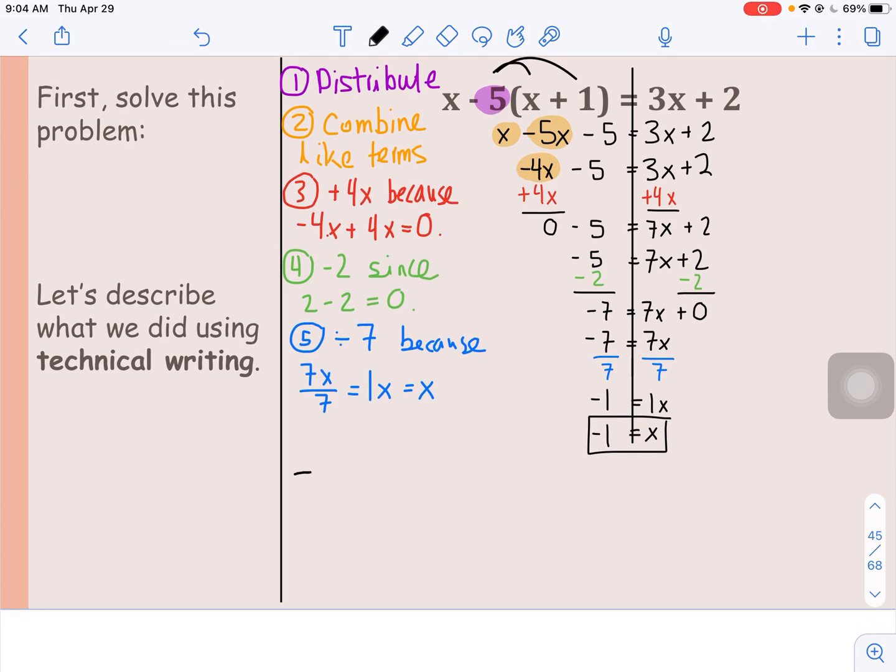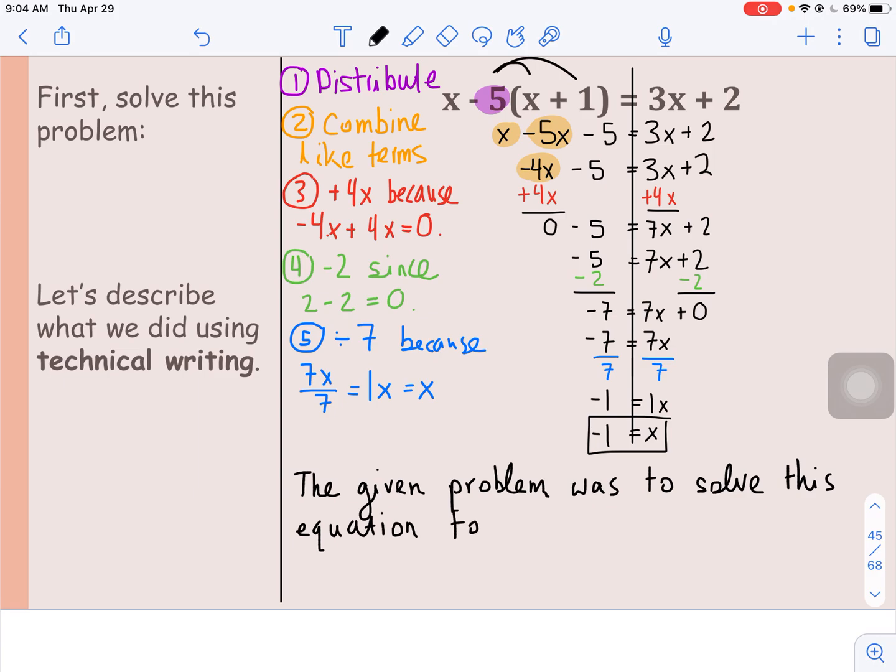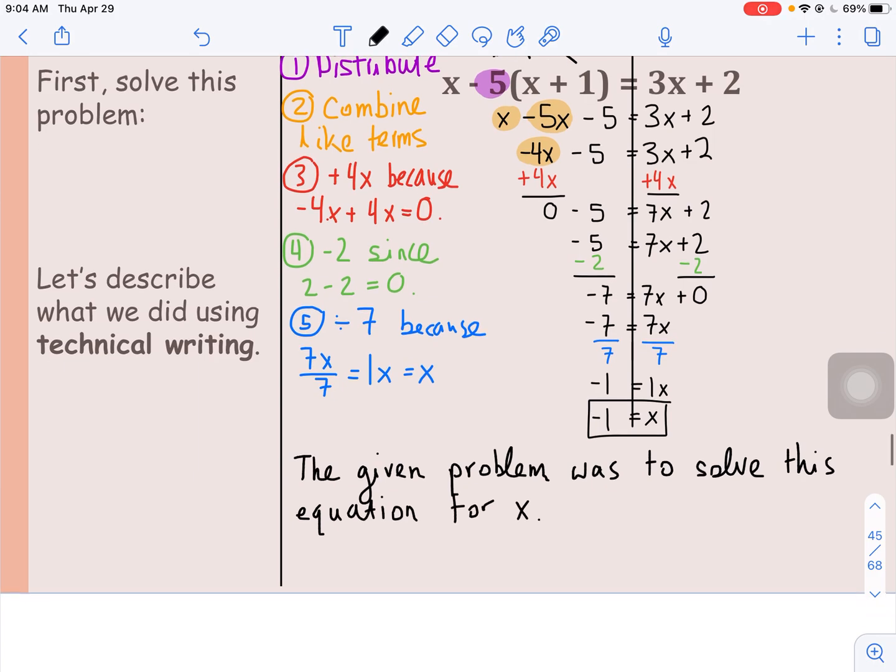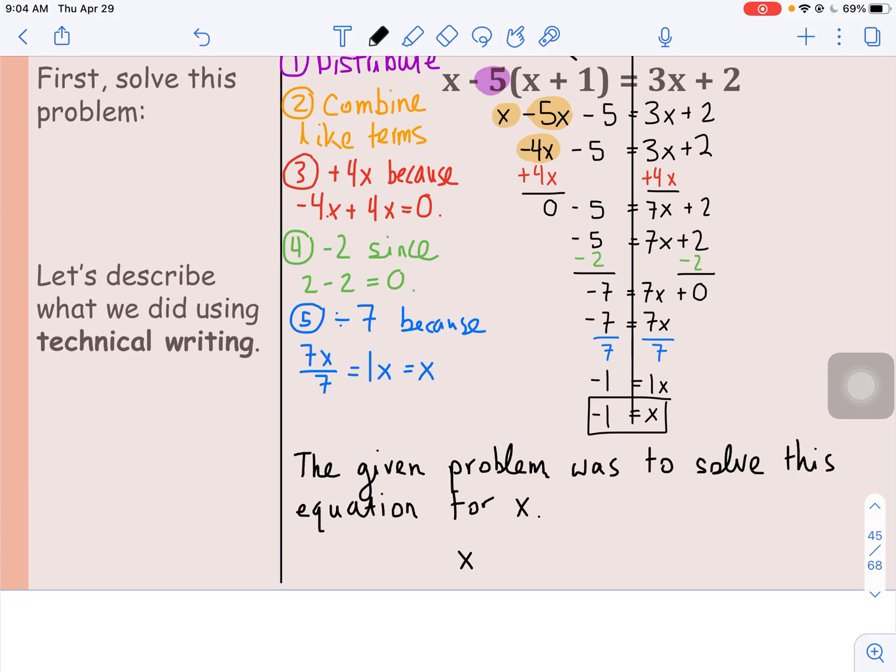So let's start. I'm just going to start by telling the reader what the problem was. So the given problem was to solve this equation for x. And I'm going to write down what that equation was.